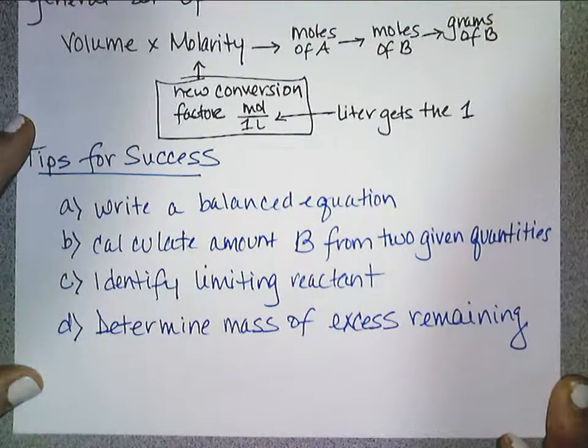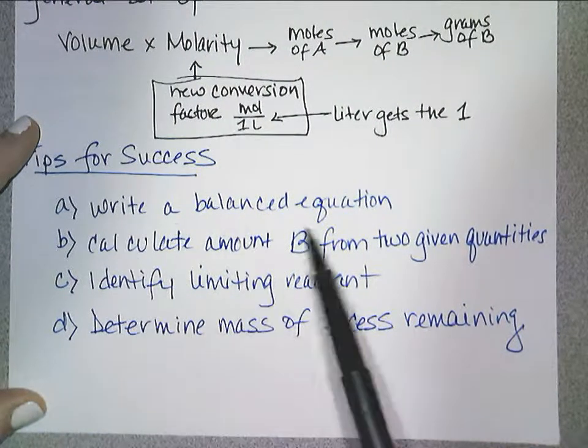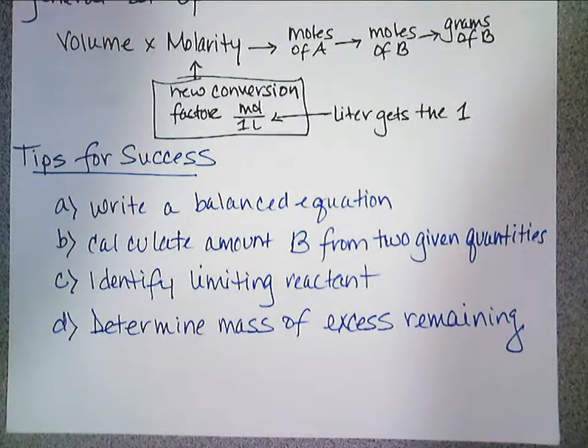Tips for success. First, you want to write a balanced equation, and perhaps it's a double replacement equation where you have to predict the products and then go back and add coefficients to balance them. From there, we'll calculate the amount of substance B from 2 given quantities. Then we'll identify the limiting reactant. So we'll look at the reactants and decide which one is limiting how much product can be produced. And from there, we'll identify the excess reactant and determine the amount of excess reactant that remains.